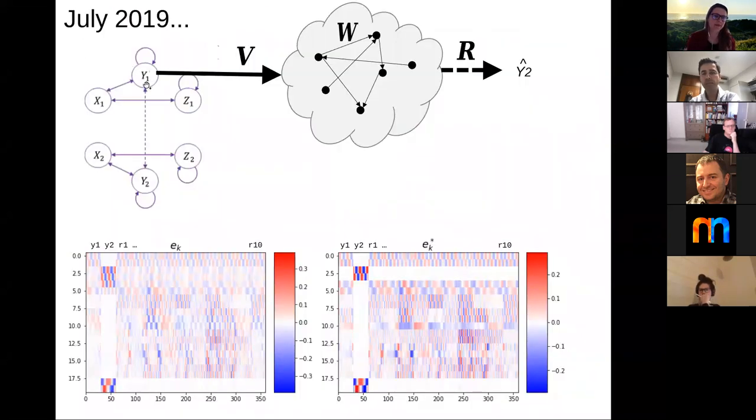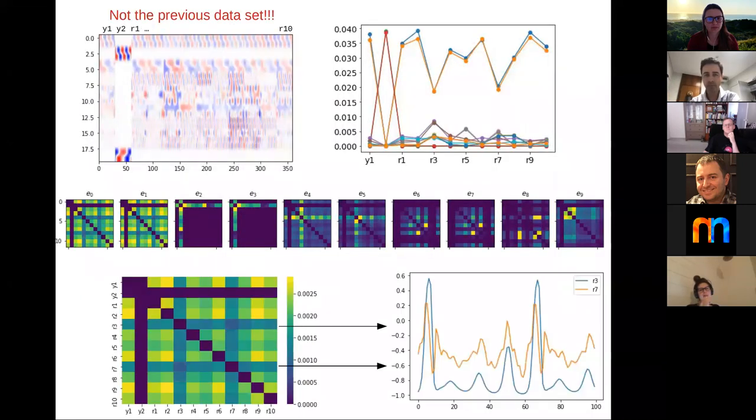Y1 is the input of the reservoir, the Y variable of the first Rössler system. Y2 is the Y variable of the second-order system. And the labels for the nodes are R1, R2, etc. But they are random, so they are not really numbered according to the connection structure and so on.